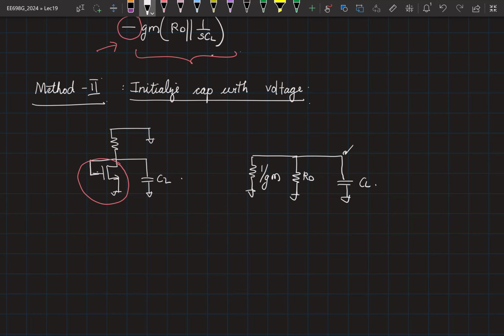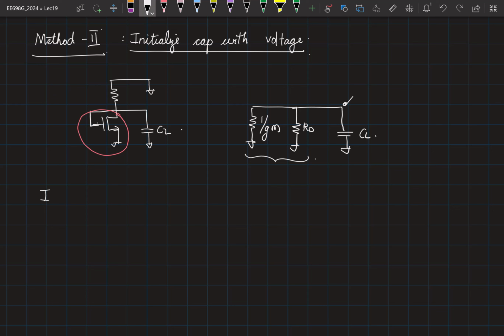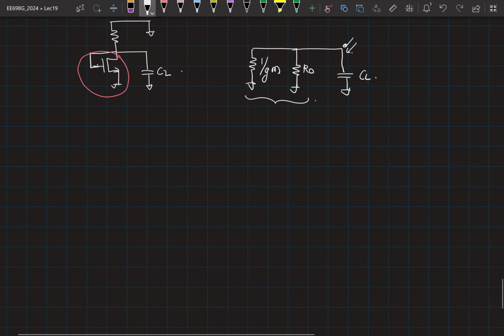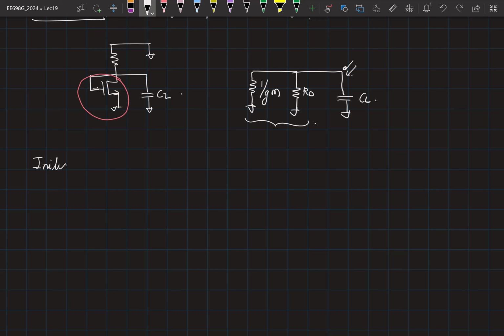Now if you initialize this capacitance to some voltage, the capacitor is simply going to discharge through the parallel combination of 1 by Gm and RD. Can you have oscillations? For oscillation, what should happen? Here we see that it is discharging. If it was oscillating, whatever voltage is being dumped there would result in an oscillation. I'll take another example and then it will be clear. Okay, therefore no oscillation.